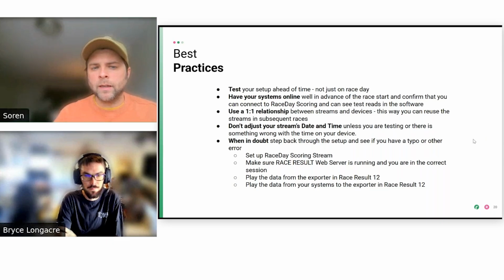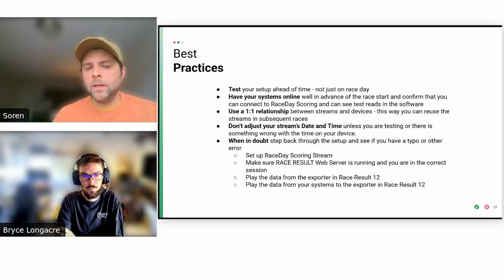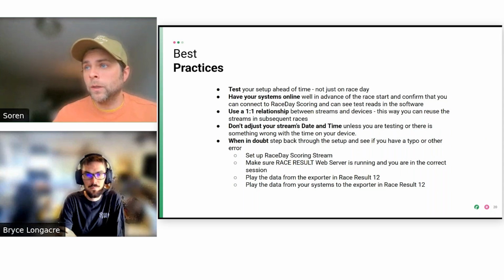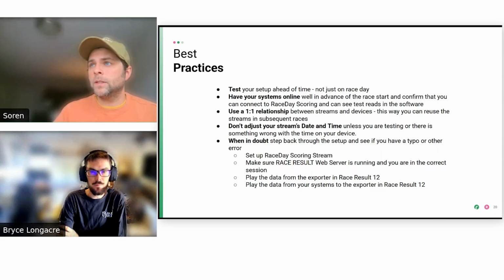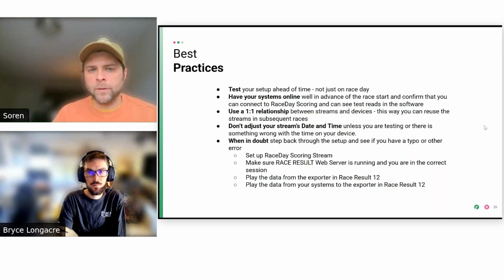So again, go back, set up the race day scoring stream, make sure the Race Result web server is running and that you are in the correct session. Play the data from the exporter, play the data to the exporter, and then just make sure that everything matches: localhost and localhost, and that the port numbers between the stream for the exporter and the race day scoring stream match. That's the long and short of things there.